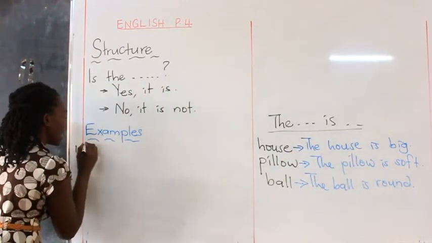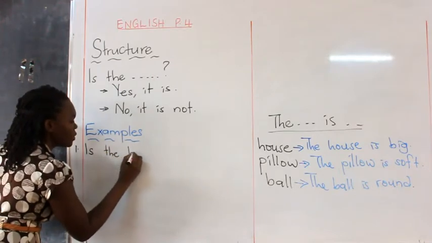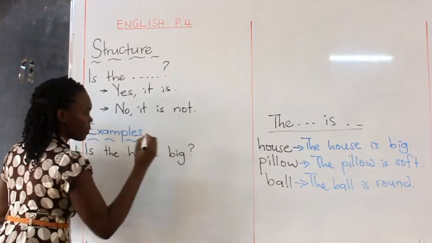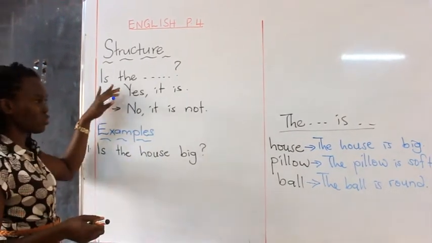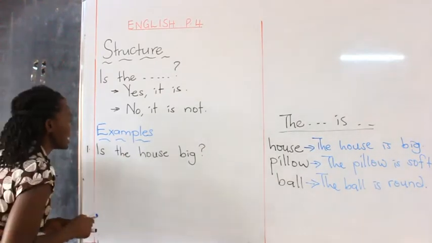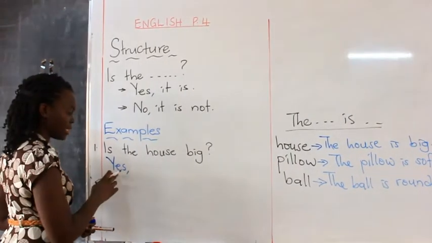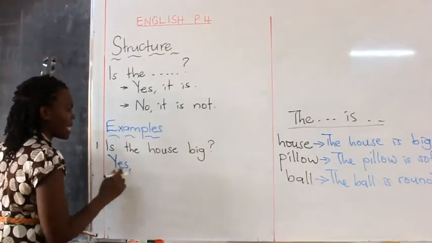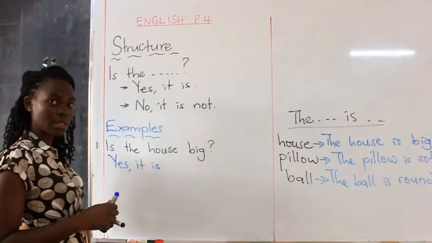Someone could say, using the structure up here, "Is the house big?" That is a question. Is the house big? Now, any of these two responses could be your response. If it is big, we are going to say yes. Remember, when you give your response as yes, it is followed by a comma. If your response is no, it is followed by a comma. So we are saying yes, it is. Meaning the house is big.